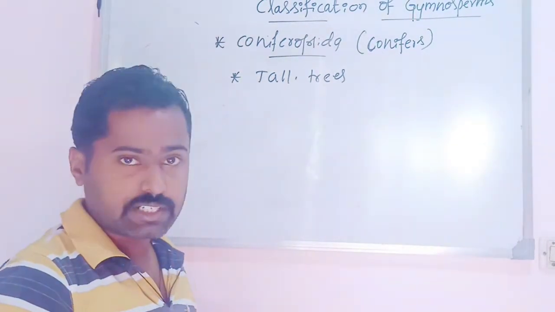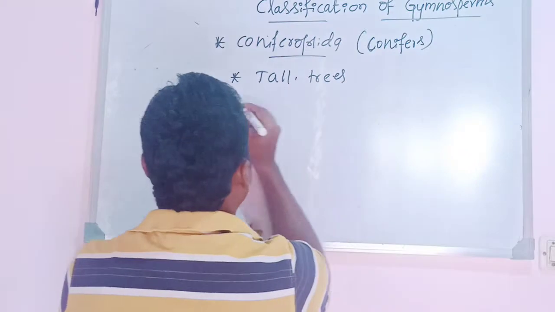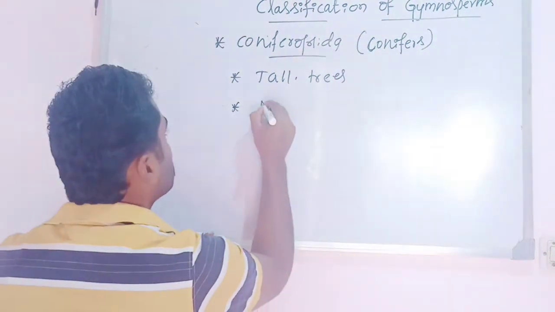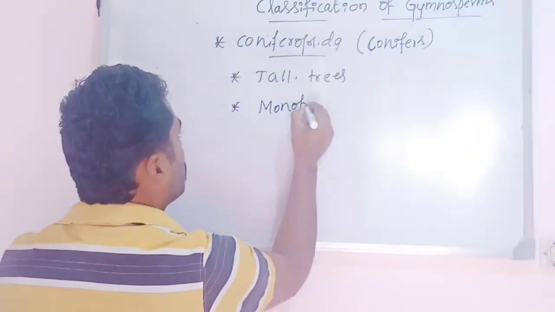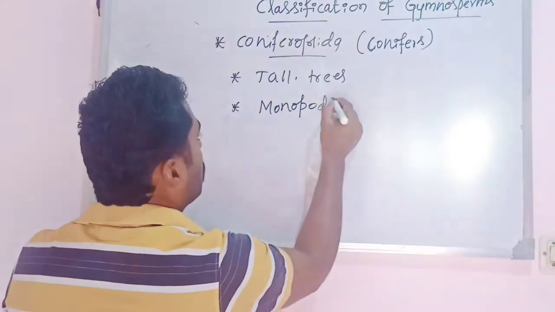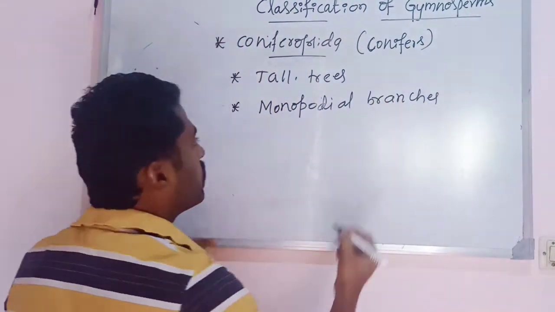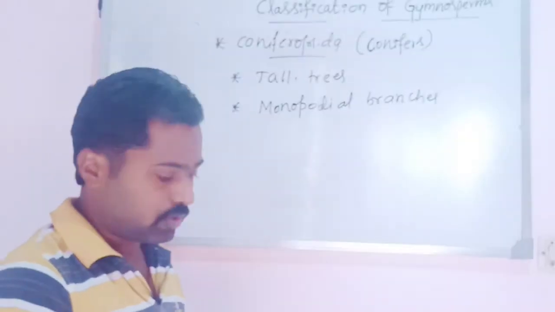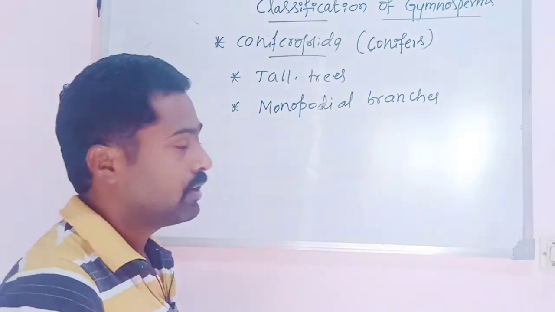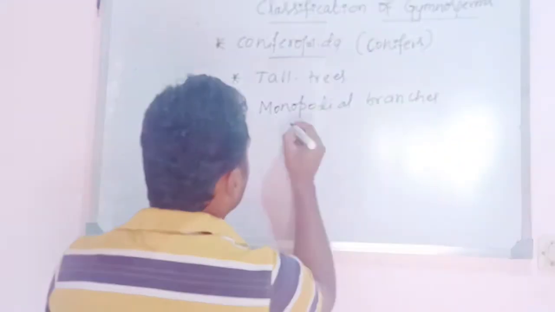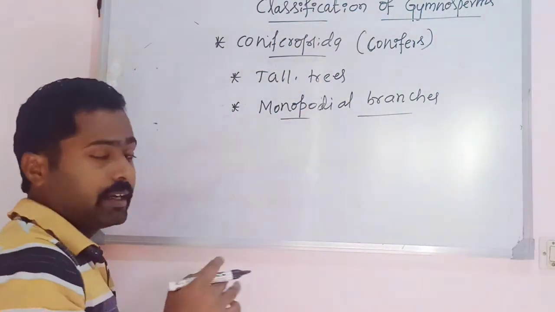The plants belonging to Coniferopsida are very tall trees, and the stem shows branching, like monopodial branches. Mono means the growth or the branches are towards one side, monopodial branching, not like the dichotomous branches.